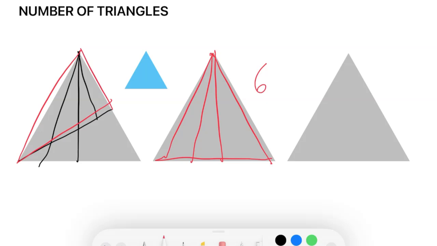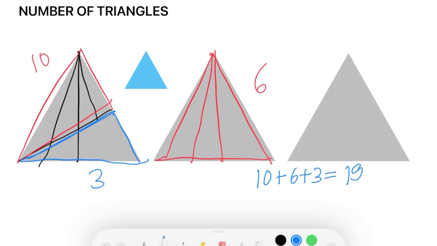Okay, let me draw the part A. 1, 2, 3, 4. That is 10. Okay, let me draw the part B. How many? 1, 2, 3. So that is 3. What is the simple answer we have now? 10 plus 6 plus 3. And what is that? 19. See, whatever the complication in figure is, we still have the answer with us.